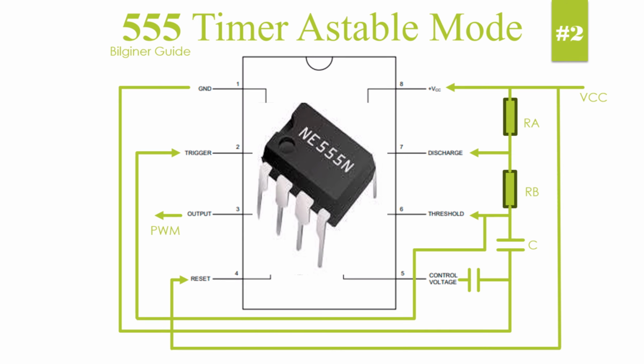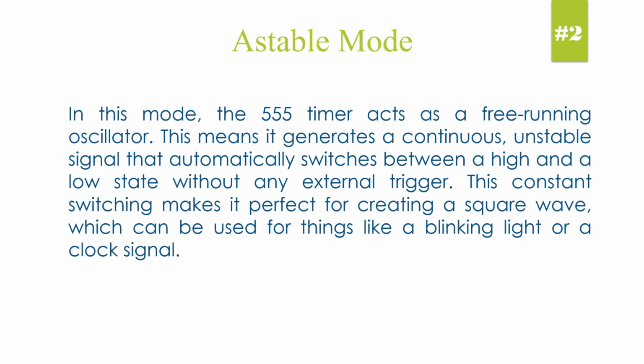The 555 timer is an incredibly versatile and popular integrated circuit, and the Astable mode is one of its most fundamental configurations. In this mode, the 555 timer acts as a free-running oscillator. This means it generates a continuous, unstable signal that automatically switches between a high and a low state without any external trigger. This constant switching makes it perfect for creating a square wave, which can be used for things like a blinking light or a clock signal.